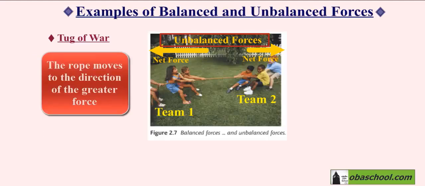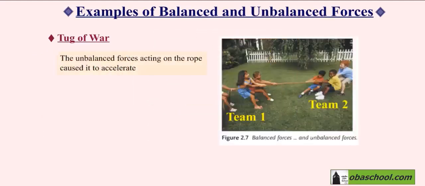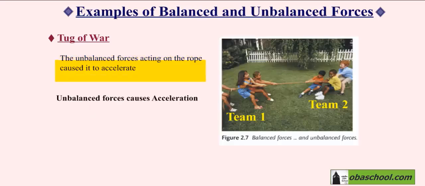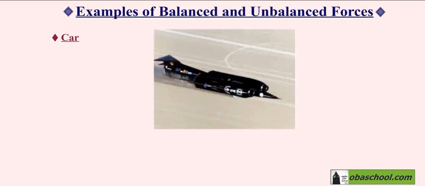We can conclude the following. The unbalanced forces acting on the rope caused it to accelerate. The rope was stationary and its speed was 0. However, then the rope accelerated towards the bigger force. So the unbalanced forces cause acceleration. Now let's see example 2. It is about a car.